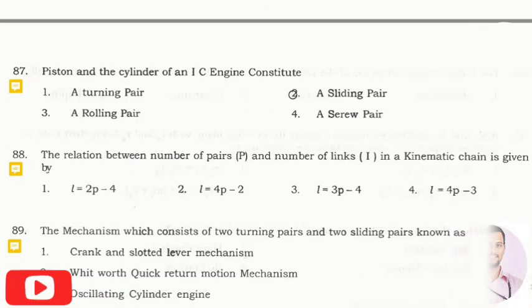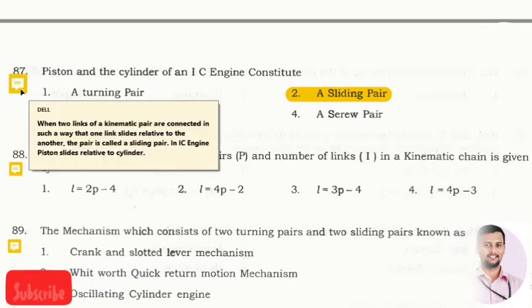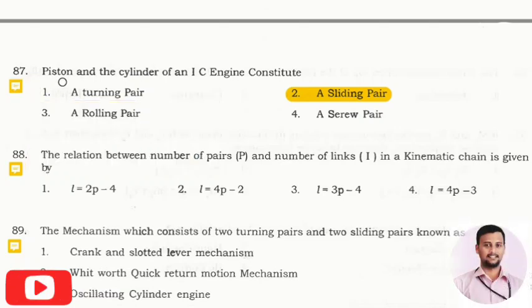So the right answer is sliding pair. So what is this sliding pair? It is a kinematic pair connected in such a way that one link slides relative to another. So in the IC engine, the cylinder is fixed, whereas the piston slides relative to the cylinder. So the piston and cylinder consist of a sliding pair.